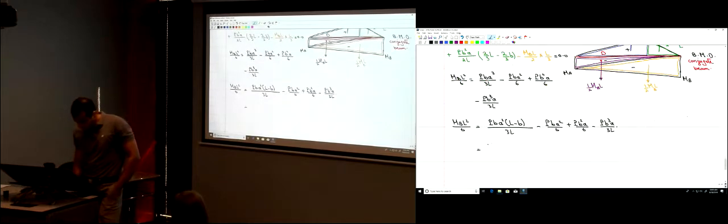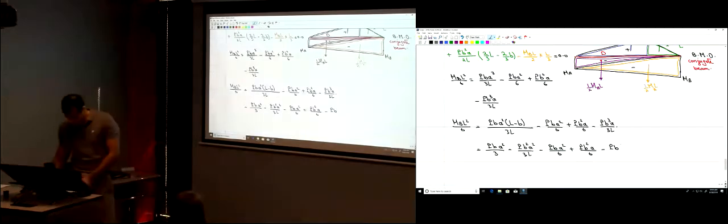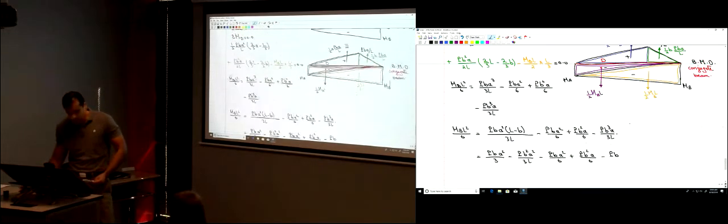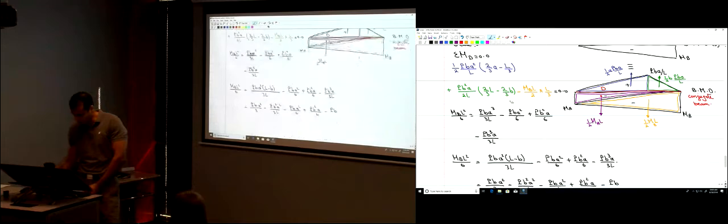So now we have P B A squared divided by 3 minus P B squared A squared divided by 3L minus P B A squared divided by 6 plus P B squared A divided by 6 minus P B cubed. I don't know. I guess here we have still something missing.